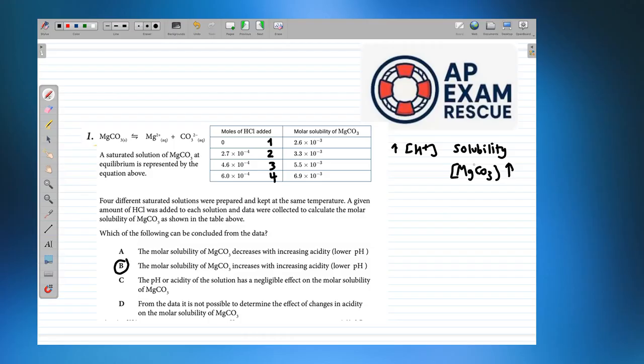So the molar solubility has increased when I increase the concentration of H+, which means I have increased the acidity or lowered the pH. It only depends on a very basic concept, that knowing that the H+ concentration increase causes to increase the acidity and lower pH. And of course, this is the basis of Unit 8, so we must know it for sure. Let me see number 2.